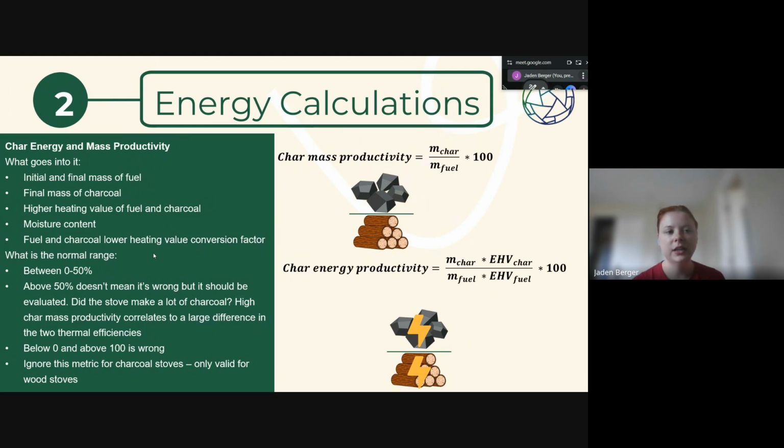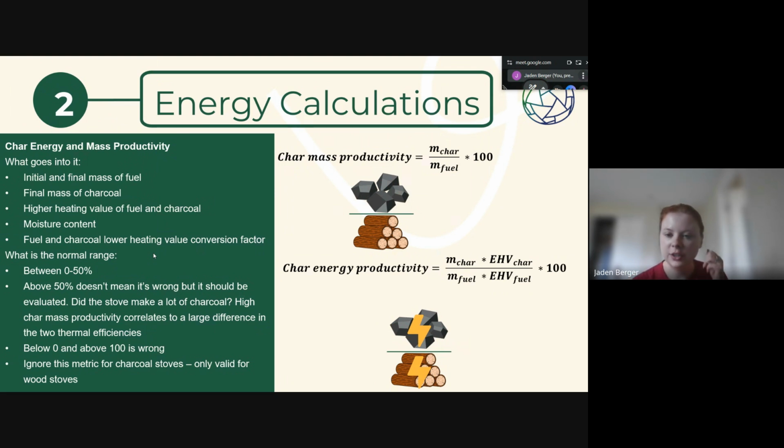So char energy and mass productivity is essentially our ratio of how much charcoal was produced and left over at the end, divided by how much fuel we used. So if we had a char mass productivity of 50%, that would mean that 50% of the fuel that we put into the fire was left over as a charcoal mass at the end of our test. So that's pretty high. That's a lot of the fuel actually just is left over as charcoal.